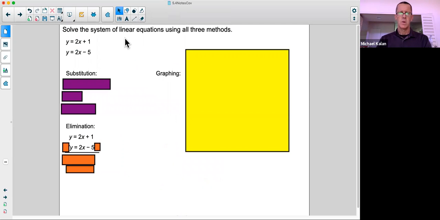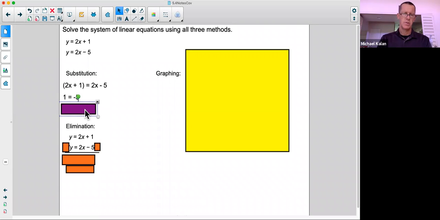Okay, so go ahead and solve this system of linear equations using all three methods. So substitution, elimination, and graphing. Okay, if you did this by substitution first, notice how y equals both of those. Doesn't that mean we basically could just set the 2x plus 1 equal to the 2x minus 5? Another way of thinking of that is, since y is equal to 2x plus 1, taking this 2x plus 1 and plugging it in for this y. And then when we solve, we get that.